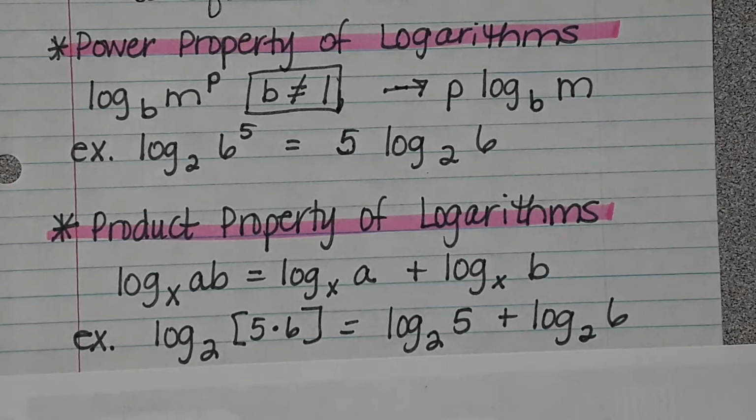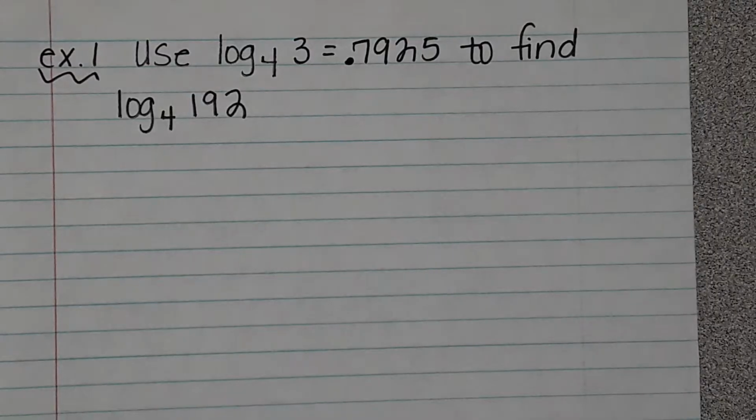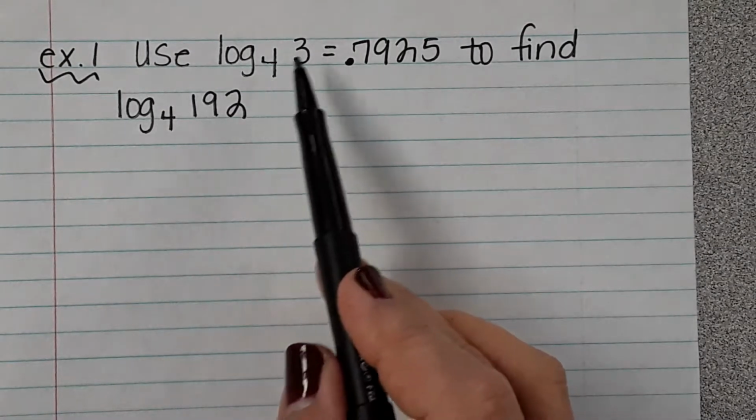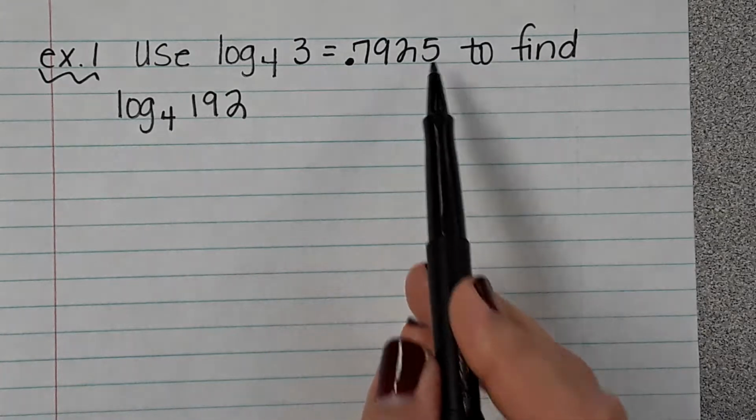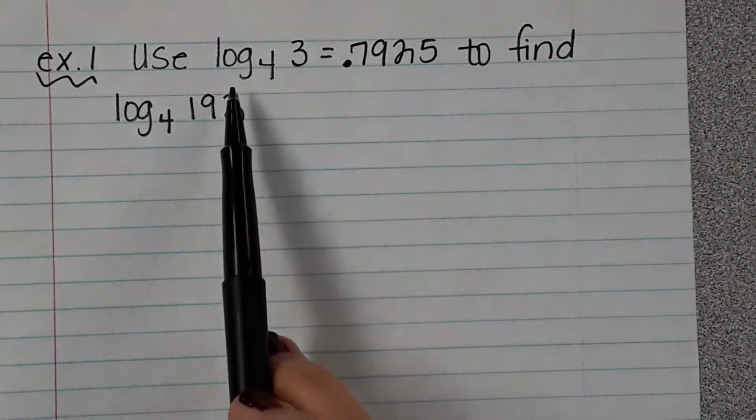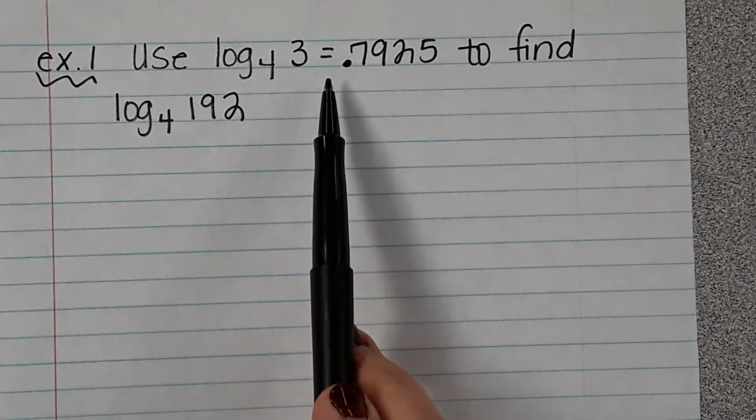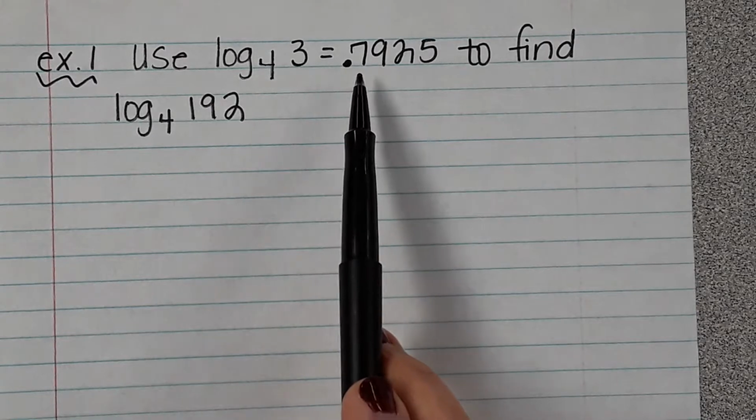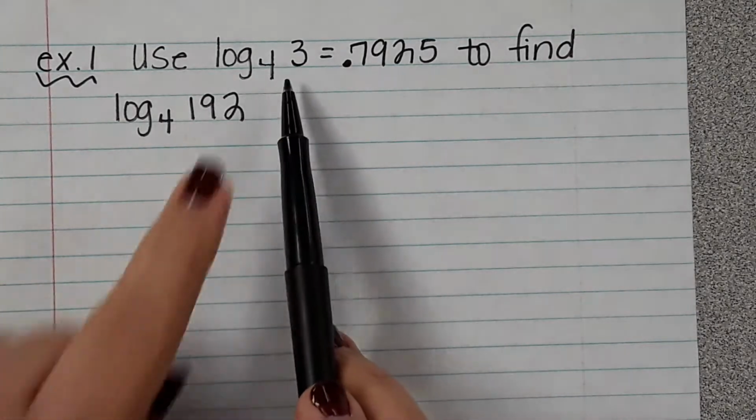So basically what we're going to do today is take these two properties and apply them. We're going to use what we know and what they give us. Okay, so there's two things. They are giving us log base 4 of 3 equals 0.7925. So somewhere in this problem, I have to use log base 4 of 3 and get it to equal 0.7925.